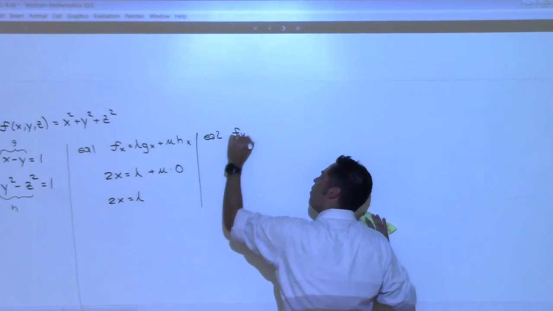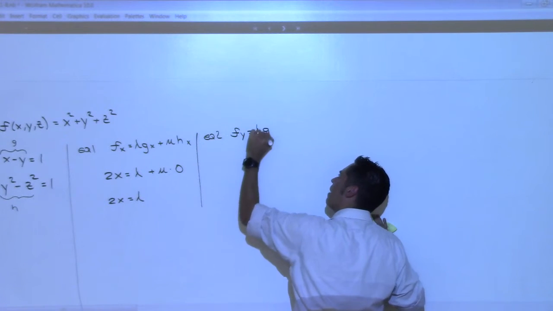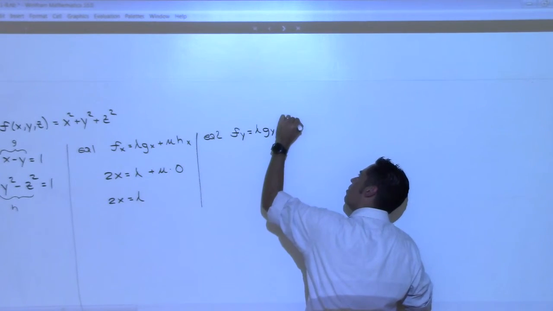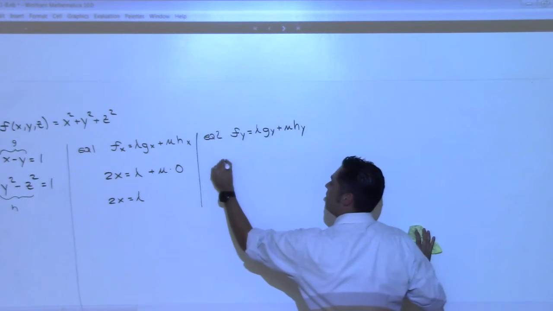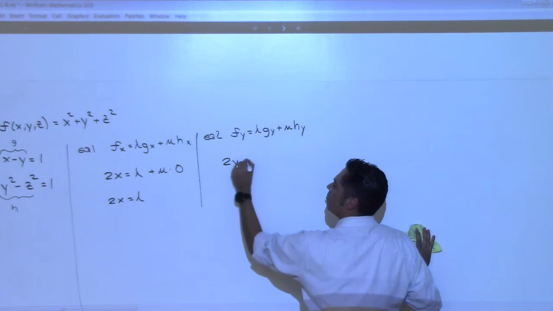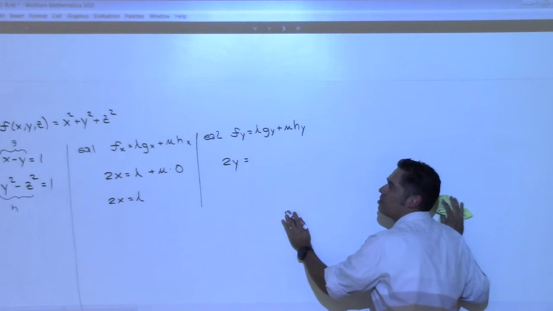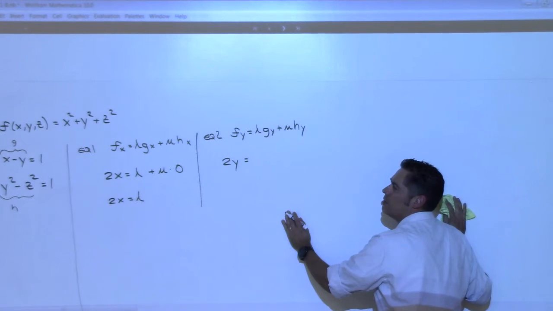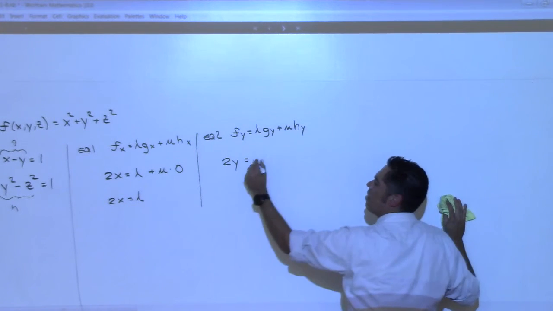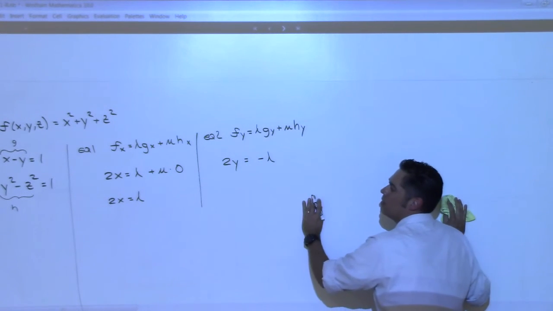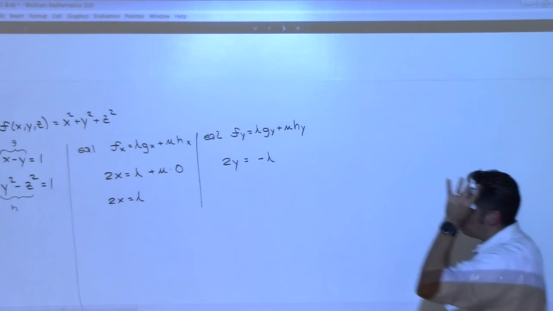Okay, equation 2. Partial of f with respect to y equals lambda partial g with respect to y plus mu partial of h with respect to y. So 2y equals lambda times, what's partial of g with respect to y? -1. So how about just negative lambda? And then what is the partial of h with respect to y?